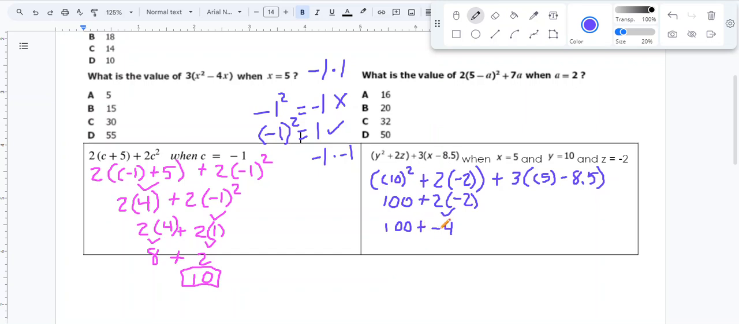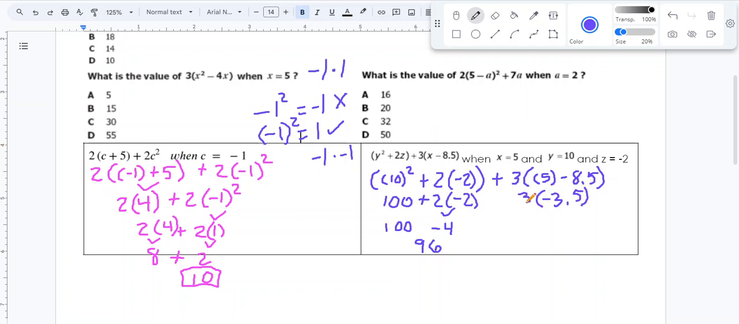If you're adding a -4, I just brought this plus down, right? If you're adding a -4, that's the same thing as subtraction, so I don't even need to write that plus. 100 minus 4 would get me 96. I have another set of parentheses on this side, so I have to do 5 minus 8.5. What would that give me? That would give me a negative 3.5. All right, that's all inside the parentheses.